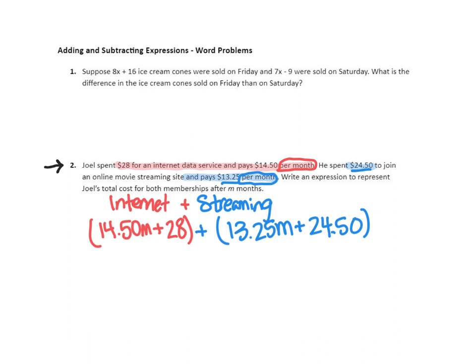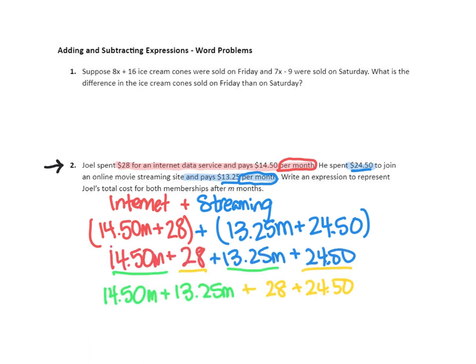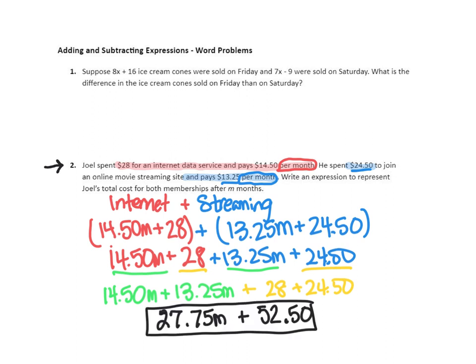So to add them together, to get rid of the parentheses, I'm distributing that invisible 1, so nothing changes. So what I did was I removed the parentheses, and then I regrouped this using the commutative property. I put the m's together first, they're in green, and I put the constants together, they are in yellow. And now I'm just going to combine like terms. So the final expression for his total cost is 27.75m plus 52.50. He's paying $27.75 per month, and he paid $52.50. So there is our combined answer.